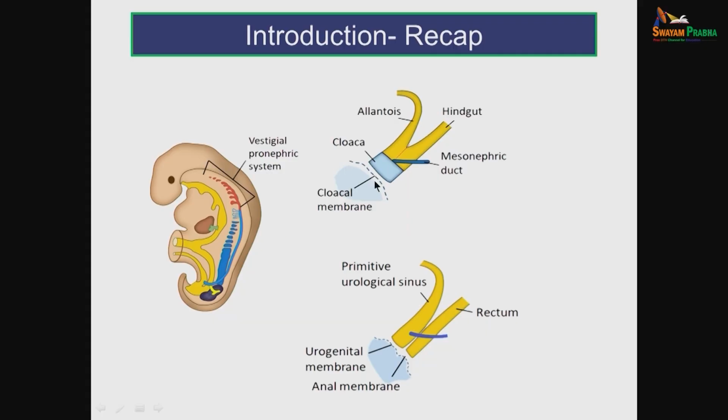So, this cloaca is going to be divided into two parts by a septum which is shown in this picture as a red line, that is called as urorectal septum. So, cloaca is subdivided by a septum which is called urorectal septum into a ventral part and a dorsal part. This ventral part, see in the picture below, is called as primitive urogenital sinus. And the dorsal part is called as primitive rectum.